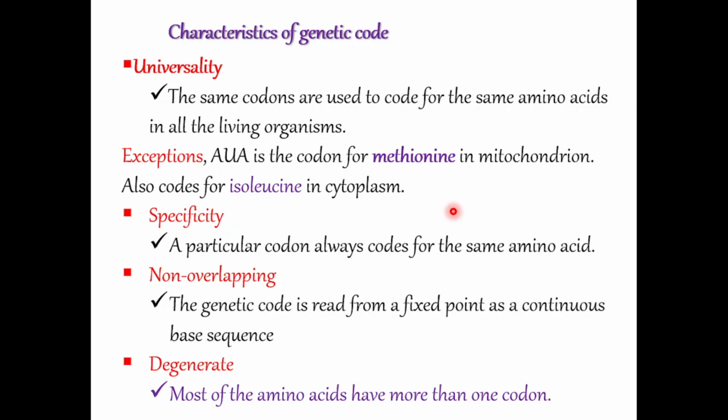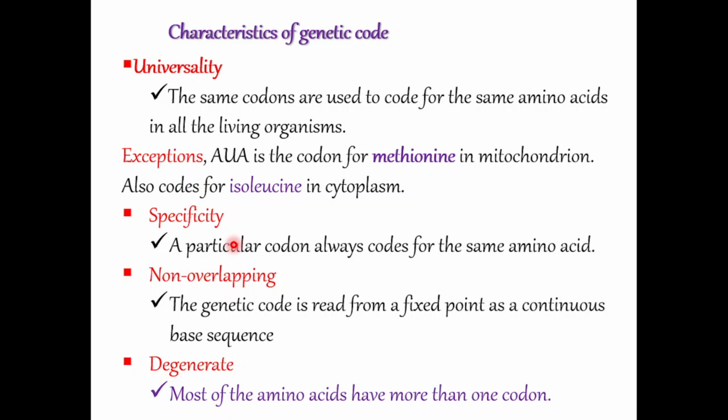What are the characteristics of codons? The first characteristic is universality. When you say universality, the same codons are used to code for the same amino acid in all living organisms. There is one exception. For example, AUA is coded for methionine in mitochondria, while it may code for isoleucine in cytoplasm. Except this, the rest are universal. The same codons are used to code for the same amino acid in all cells.